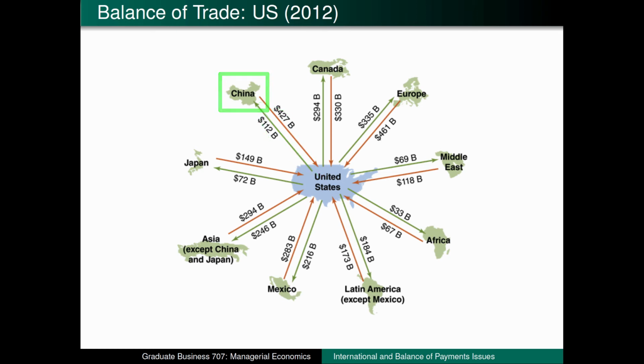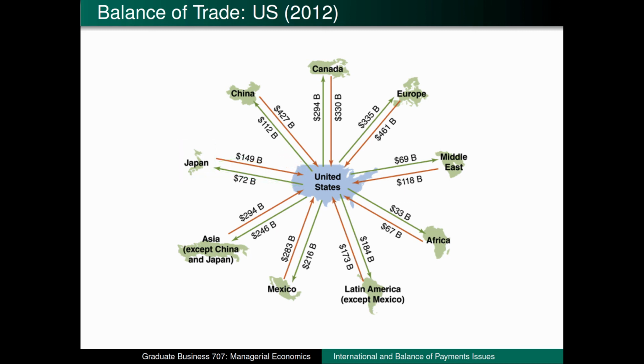Also, Mexico is a particularly important trading partner, so this figure separates them from the rest of Latin America. In fact, the number associated with imports, or the red arrow, is greater than the number associated with exports, or the green arrow, for every trading partner except for Latin America, excluding Mexico. Let's focus on Japan. Notice we imported $149 billion of Japanese products in 2012, while exporting $72 billion.